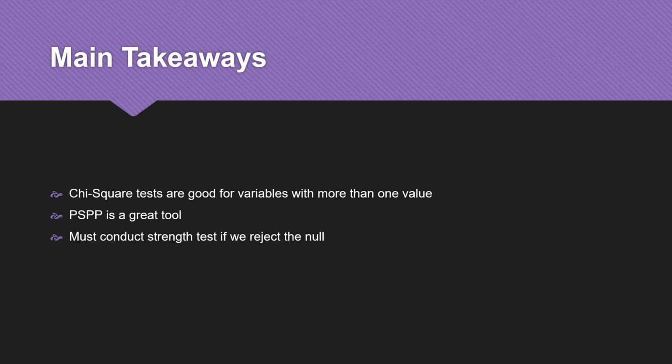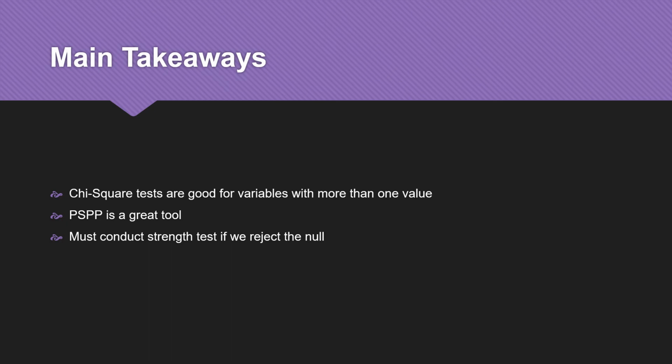So let's look at our main takeaways. Chi-square tests are a good test for variables that have more than one value, like in our examples, the Likert survey scale, which has more than one value for that variable. So that's where we're going to use these chi-square tests. PSPP is a great tool for running these tests.